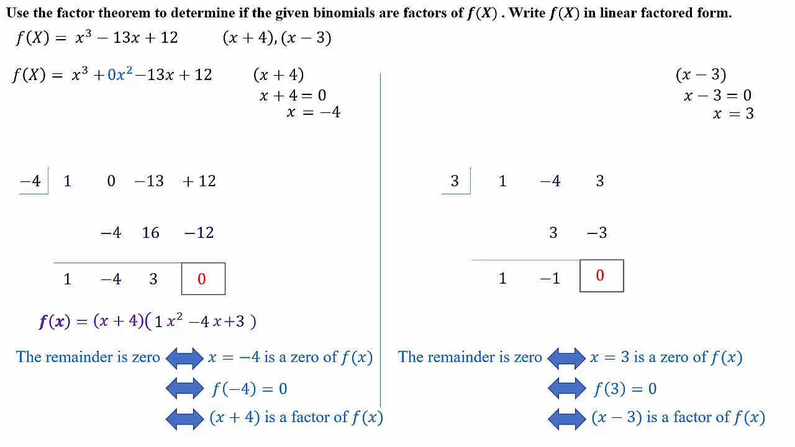Now, rewrite f of x, which we started by saying it's x plus 4, and then we factorize the quotient we had in x squared minus 4x plus 3. So that would be x minus 3 into the new quotient, which is 1x minus 1. So now we're writing f of x in linear factored form, which is our final answer.